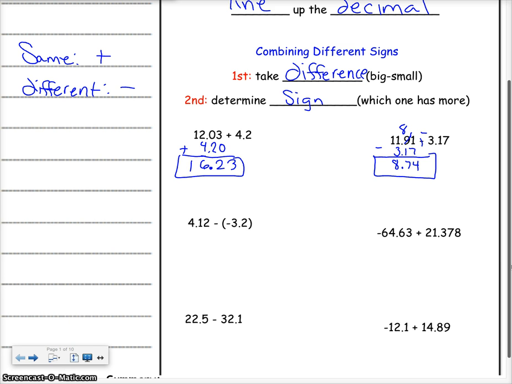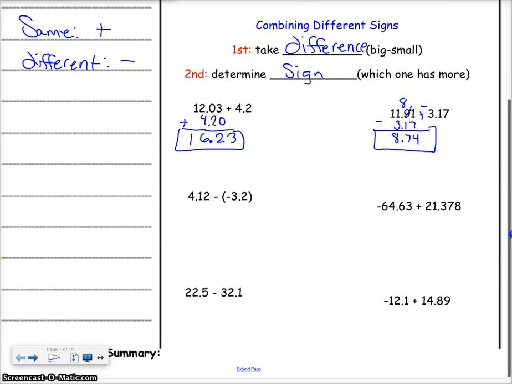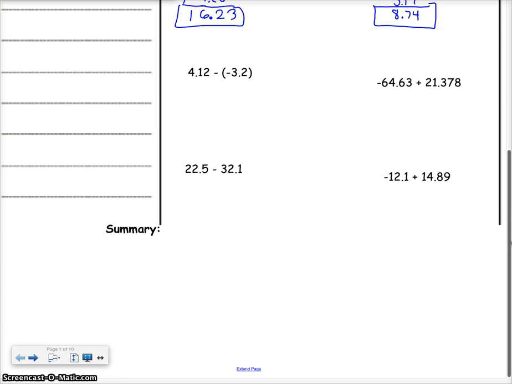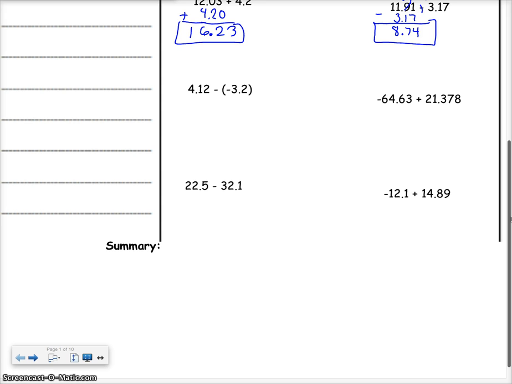Okay, the next one, we have minusing a negative. What happens with minus a neg? I need to plus it. So this is really just 4.12 plus 3.2. So I'm going to line it up vertically and find the sum. And it would be positive because they're both positive. Okay, in this whole unit, this whole little baby decimal mini unit, you are not allowed to use a calculator, so everything has to be longhand for you today.